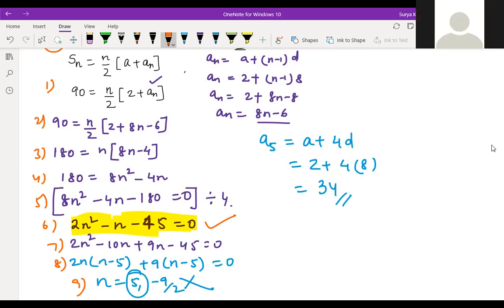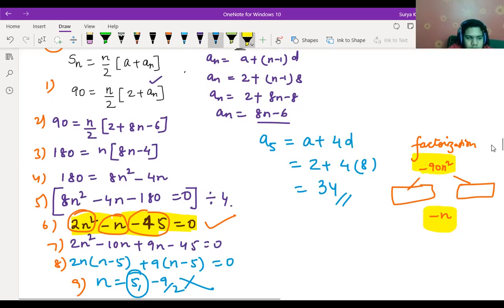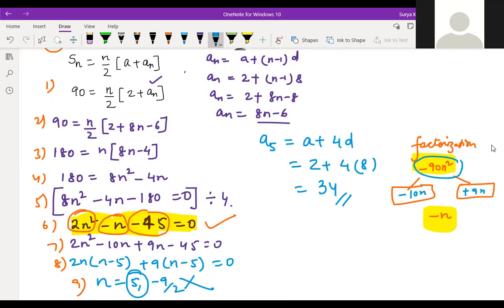See, here this is factorization. This is class 9th factorization, you know. So see, minus n is the sum over here, and the product is this last one and this first one. This is the product, minus 90n^2. So we have to divide it into two parts such that the product is -90n^2 and the sum is -n. Understood, Hemant? Yes, sir. What can you write for this? You should write here -10n and +9n.